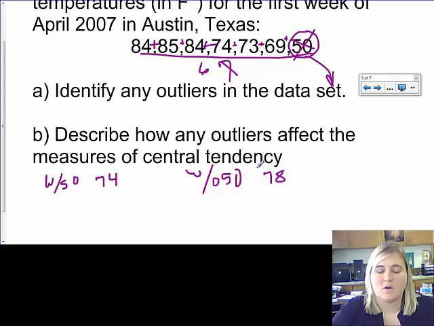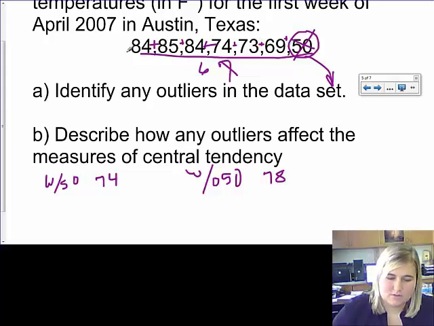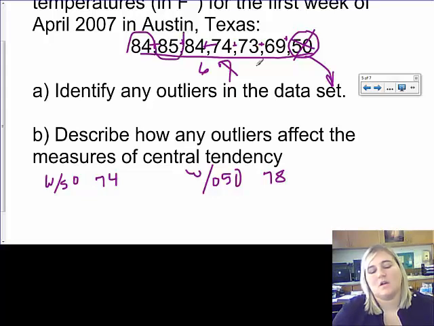Okay, so the mode, would the mode change? If I take 50 out, my mode with 50 is 84, and my mode without 50 is still 84, so the mode doesn't change. The median, okay, these are in order until I get to this point, so I'm just going to flip-flop those two. If I were finding the middle number of 7 numbers, I would know that it's the 4th one. So 1, 2, 3, 4. So it would be 74 if I were using 50.